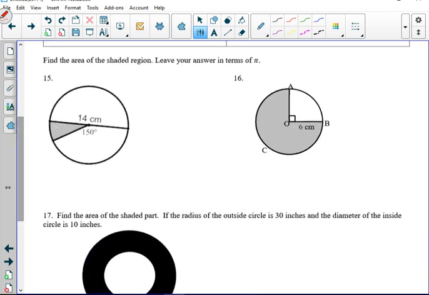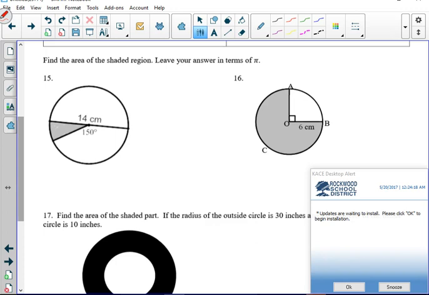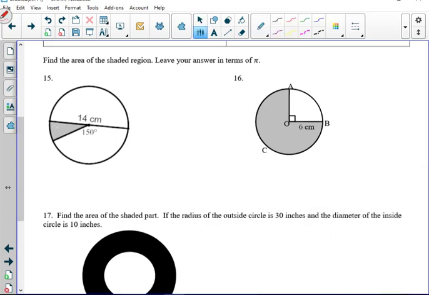Okay, find the area of the shaded region. Leave your answers in terms of pi. Well, if 14 is the diameter and 150, that means this is 30. So if we just do 30 over 360 times pi 7 squared, because the diameter is 14, radius is 7. That simplifies down to 44/12 pi centimeter squared.